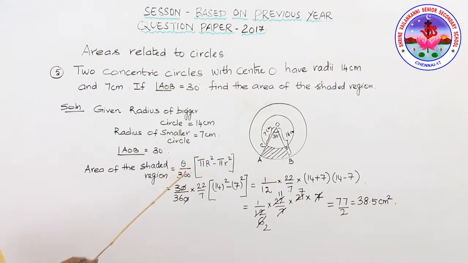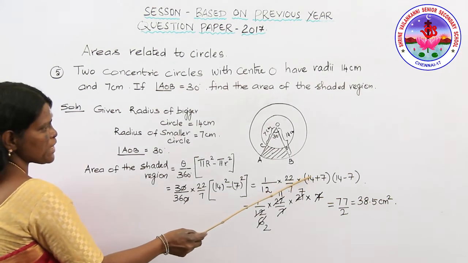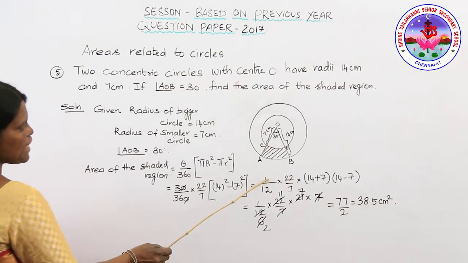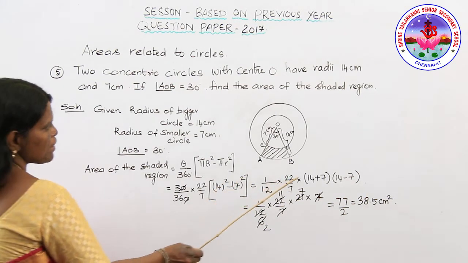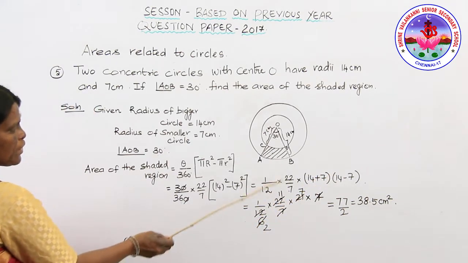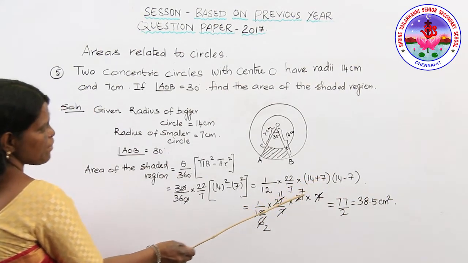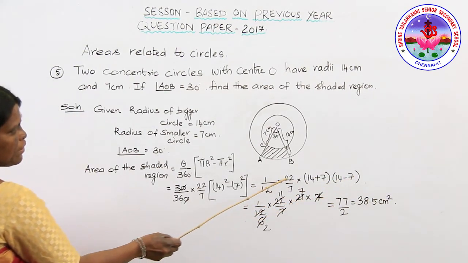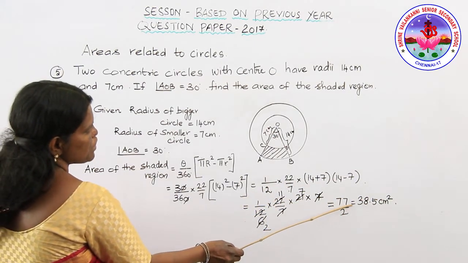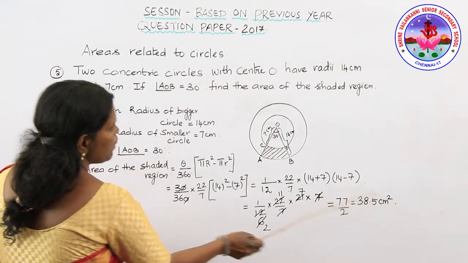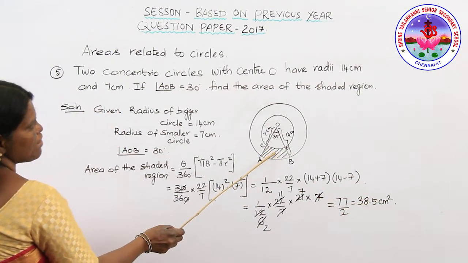So I am substituting the theta value: 30 by 360 into 22 by 7 into 14 squared minus 7 squared, which is of the form a squared minus b squared. Further, I am expanding this. 30 by 360 is 1 by 12, into 22 by 7. This is of the form a squared minus b squared, identity a plus b into a minus b. Further simplifying, I will get 14 plus 7, 21, 14 minus 7, 7, the remaining as it is. Simplifying everything, I will get 77 by 2, which is equal to 38.5 centimeter square, which is the area of this shaded region.